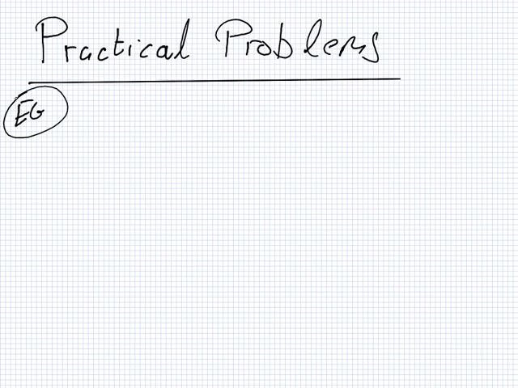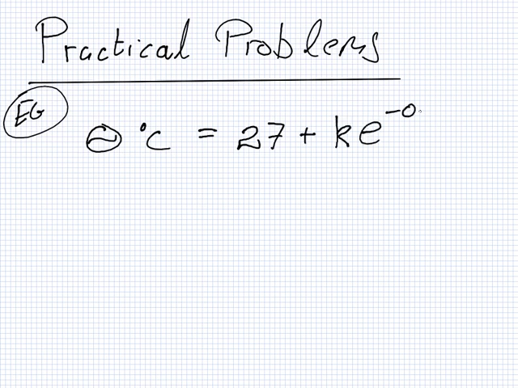For this lesson, there aren't any formulas because we'll just be using the formulas we had from the previous lesson. So I can just go straight in with some examples here. The first one is the temperature, that should be in Celsius, of a cup of coffee, given by this equation: 27 plus K e^(-0.2t). But we don't know the K here. So this one's not too bad actually.